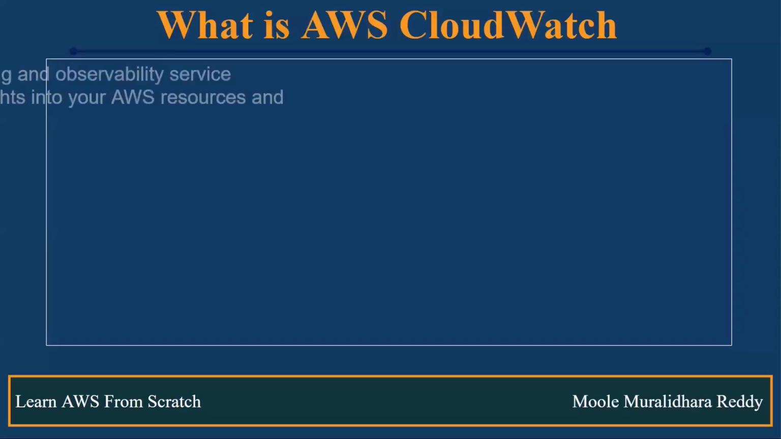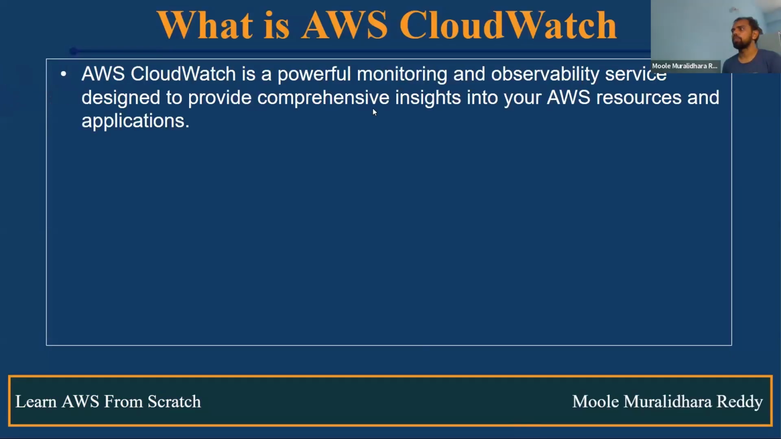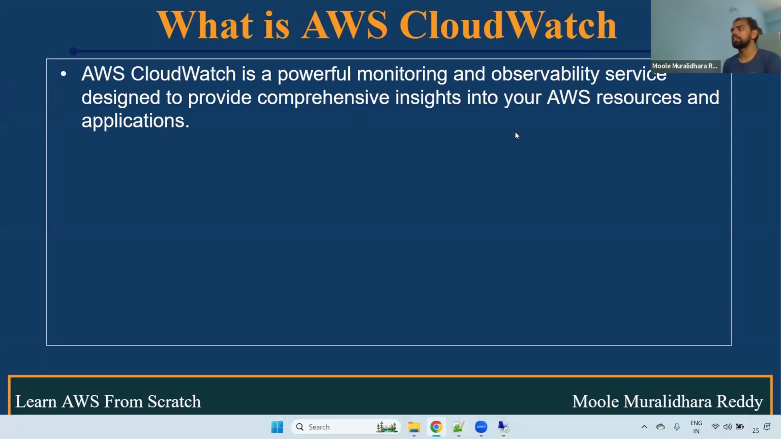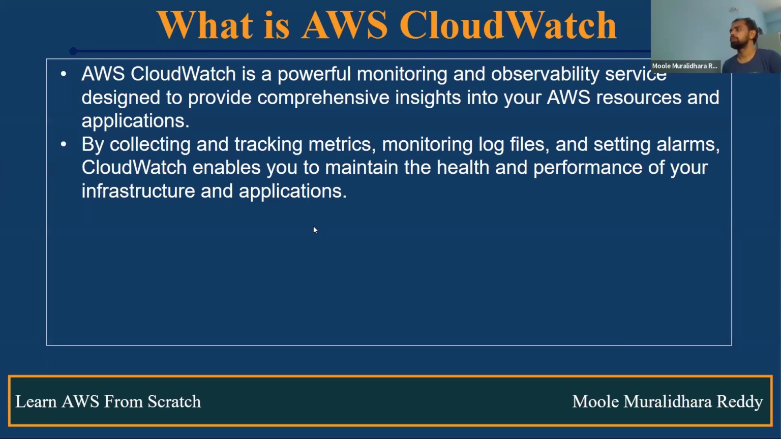What is CloudWatch? CloudWatch is a powerful monitoring and observability service designed to provide comprehensive insight into your AWS resources and applications. Let's take an example. You have an EC2 instance. Someone stopped the instance, someone started the instance, and there was some issue with the instance. If you want to set up alarms, we can use CloudWatch.